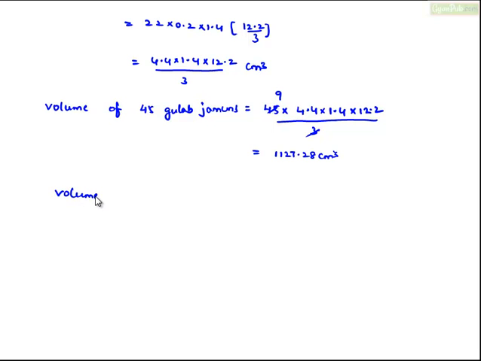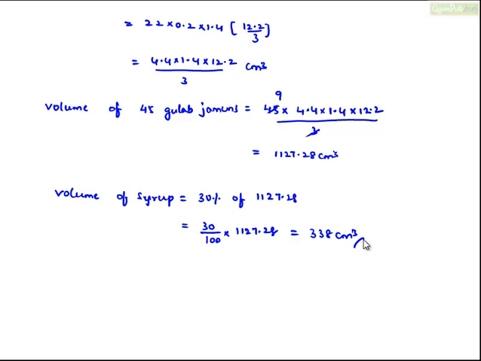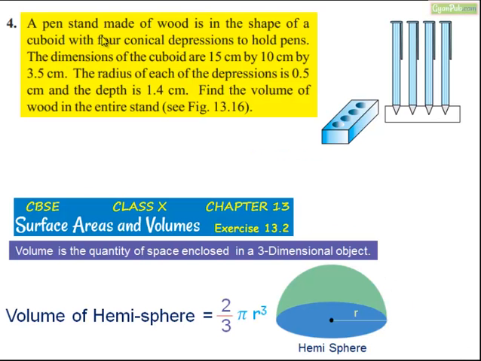He said that the volume of syrup is equal to 30% of the volume occupied by the gulab jamuns, that is 30% of 1127.28, which is equal to 30 by 100 into 1127.28, and the approximate value is 338 centimeter cube. That's the solution. Now coming to the fourth question.